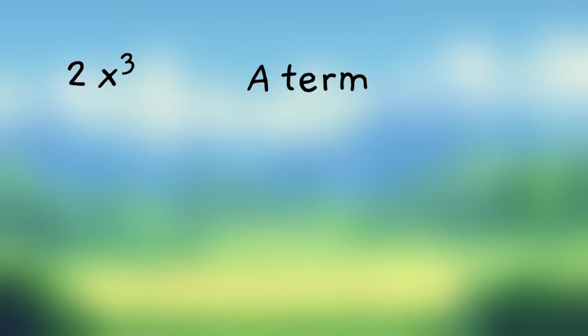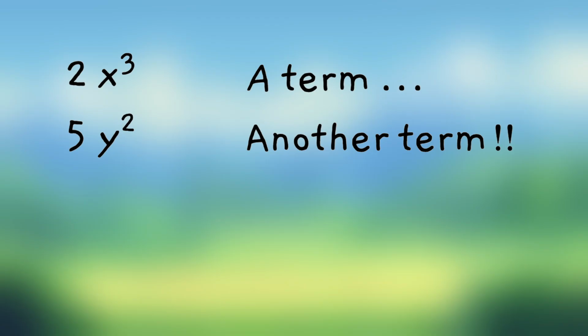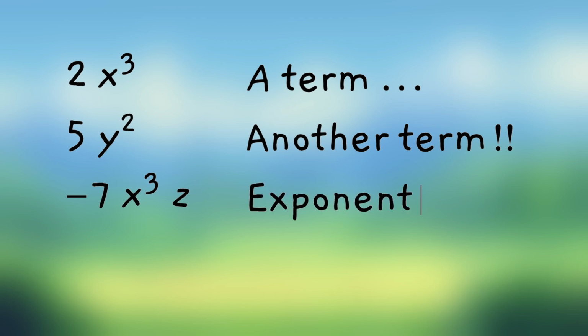2x cubed is a term. The number is 2, the variable part is x cubed, and they're multiplied together. 5y squared is another term. The number is 5, the variable is y, it's raised to the second power, and everything is multiplied together. Negative 7x cubed z is a term with two variables. Here, the exponent of z is 1. When the exponent is 1, you don't write it.